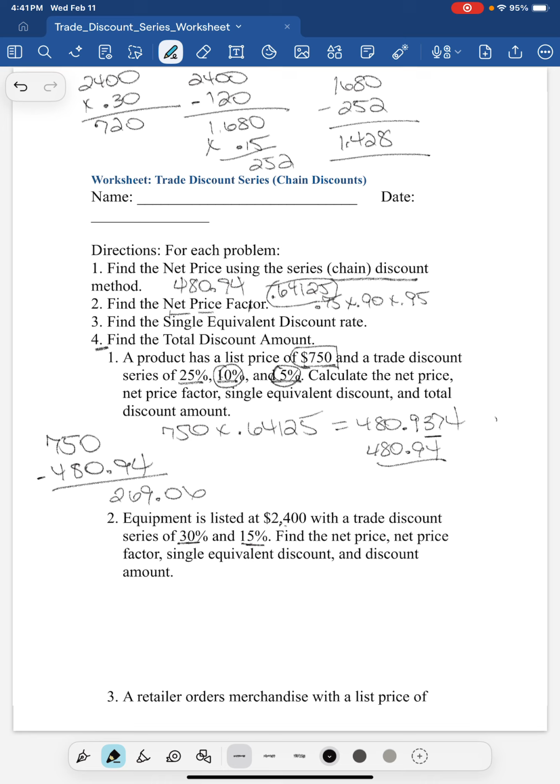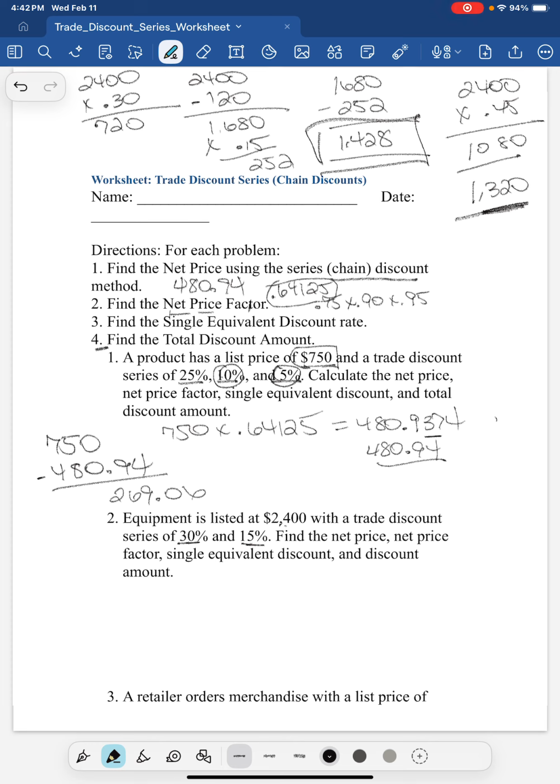Let's see what happens if we do 2,400 times the 0.45. What kind of discount does that give us? That gives us a $1,080 discount. And if you subtract 2,400 minus 1,080, you get $1,320. So see, this would actually be less than the price you come up with.